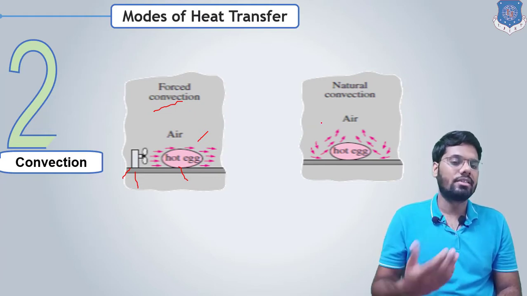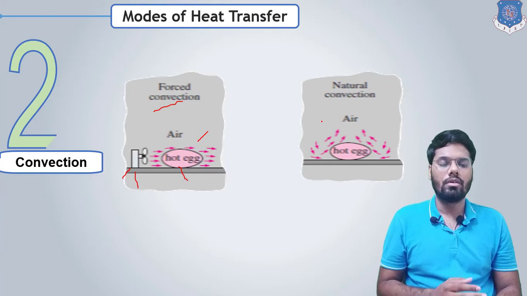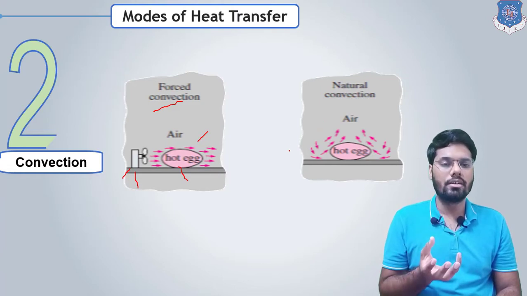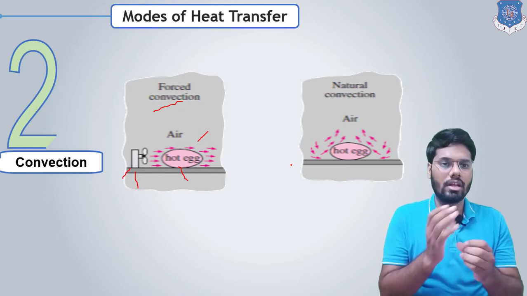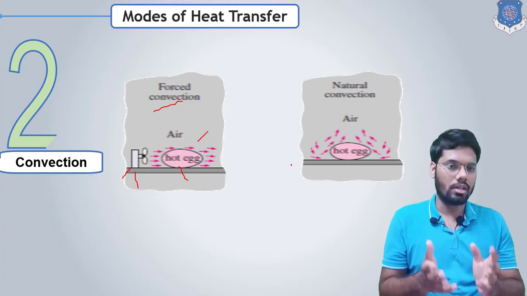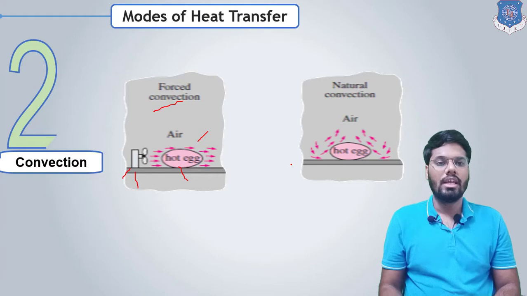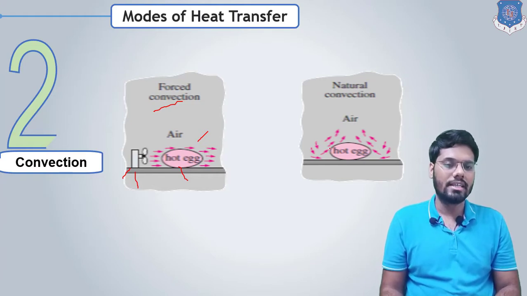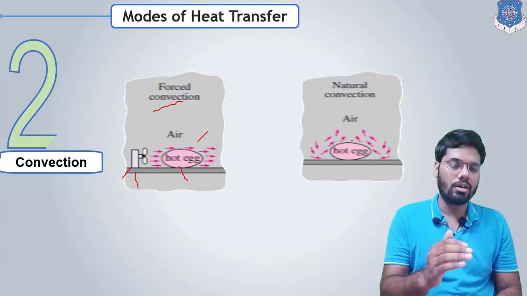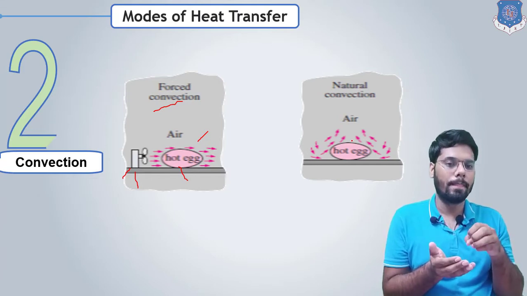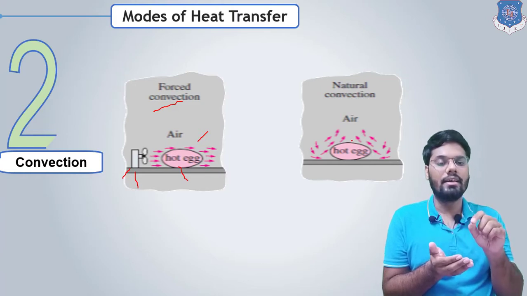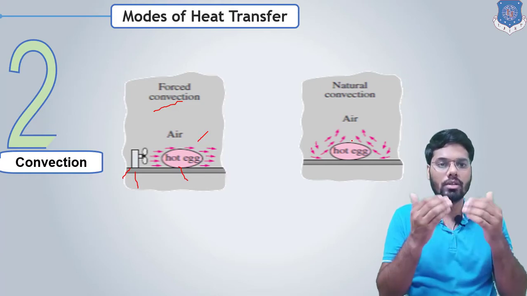If there is natural convection, it means there is no external arrangement for the flow of the fluid, and whichever convection takes place at that time is known as natural convection or free convection. In free convection, the first layer of air in contact with the hot egg gets the heat from the hot egg. The temperature of that layer becomes high as compared to other layers.